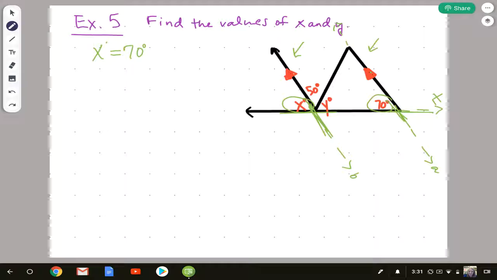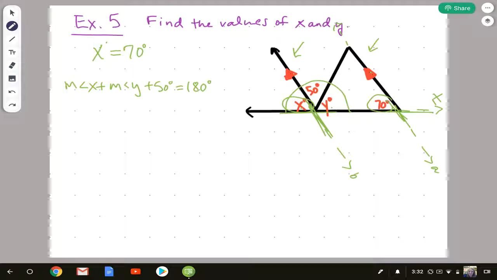Okay, somehow we have to find y. So if I look at what's left, this angle here is a straight angle. It's 180 degrees from one side all the way around. The three angles that make that up are x and y and 50 degrees. So all three of those added up should give me 180.